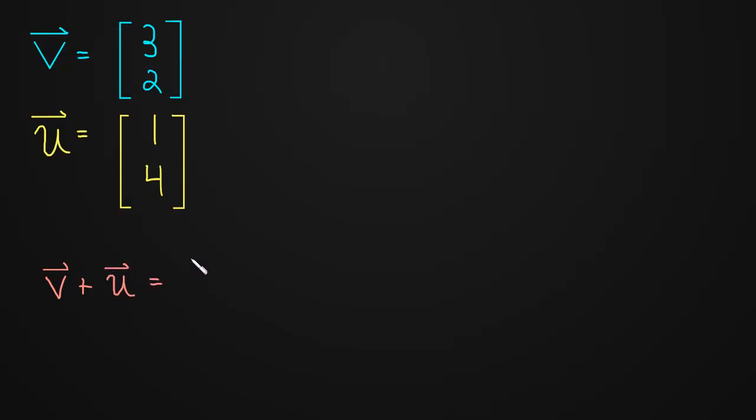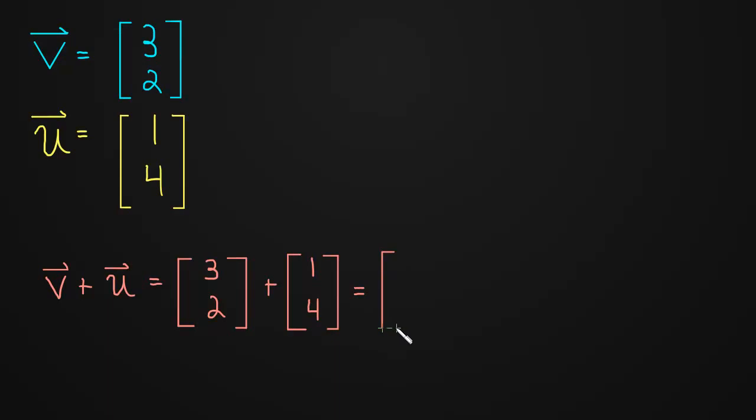So v plus u is simply going to be, we're going to take the two vectors and add them. And how do we do this? Well, we just add their corresponding components together. So the first component of v plus u is just going to be the first component of v, which is 3, plus the first component of u.